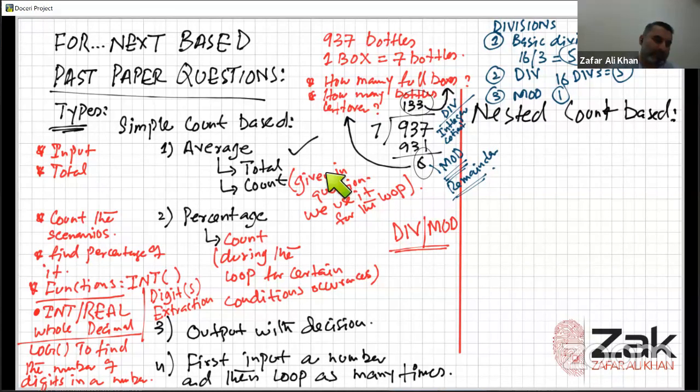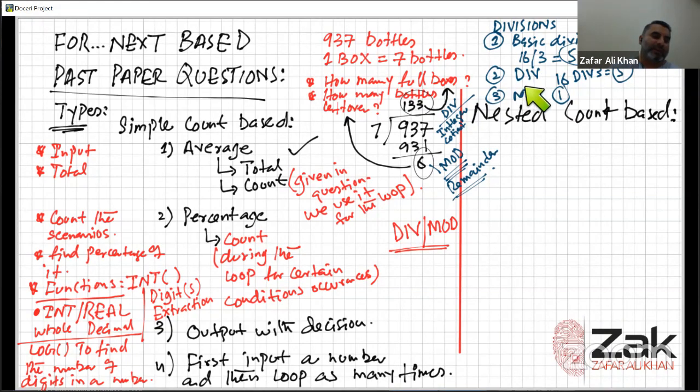Then Sir Shahzada reminded me about the div and mod functions. Div and mod are part of the greater type of operation, which is division operation. We have three types of division: basic division, or intrinsic division. We just divide a numerator with a denominator and we find the result in decimal or float or real number form, which is absolute division.